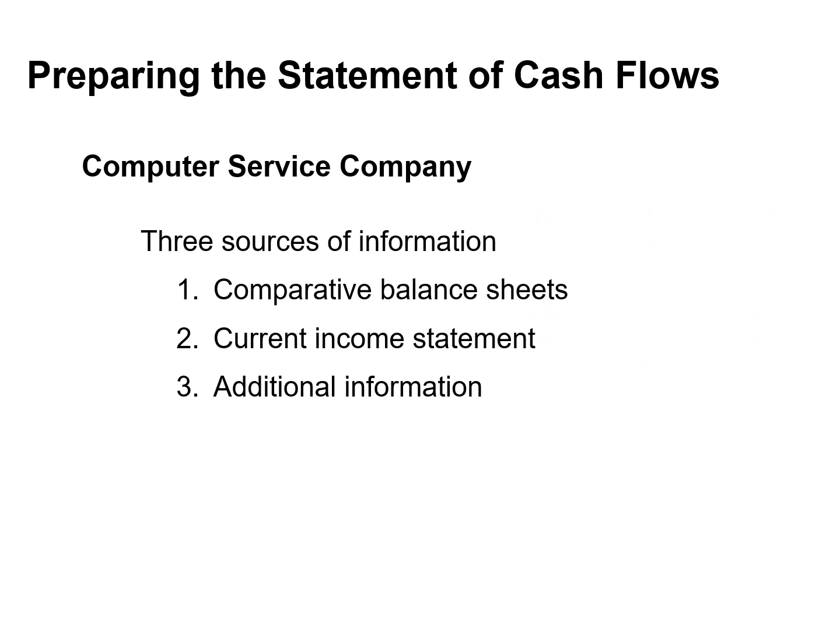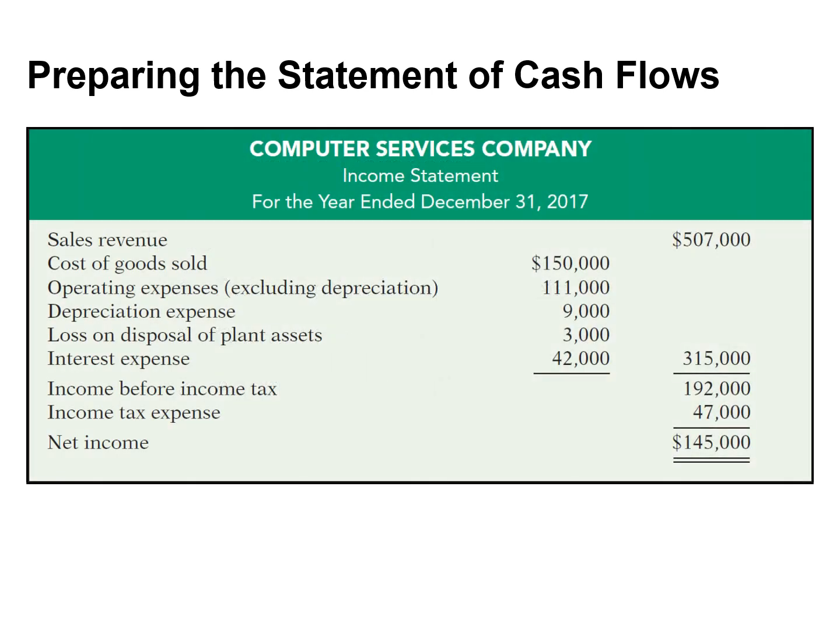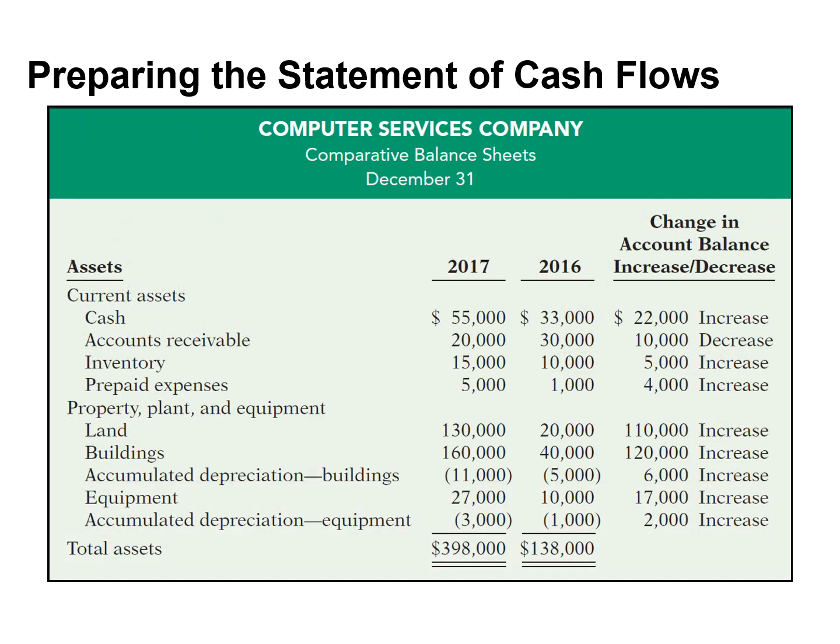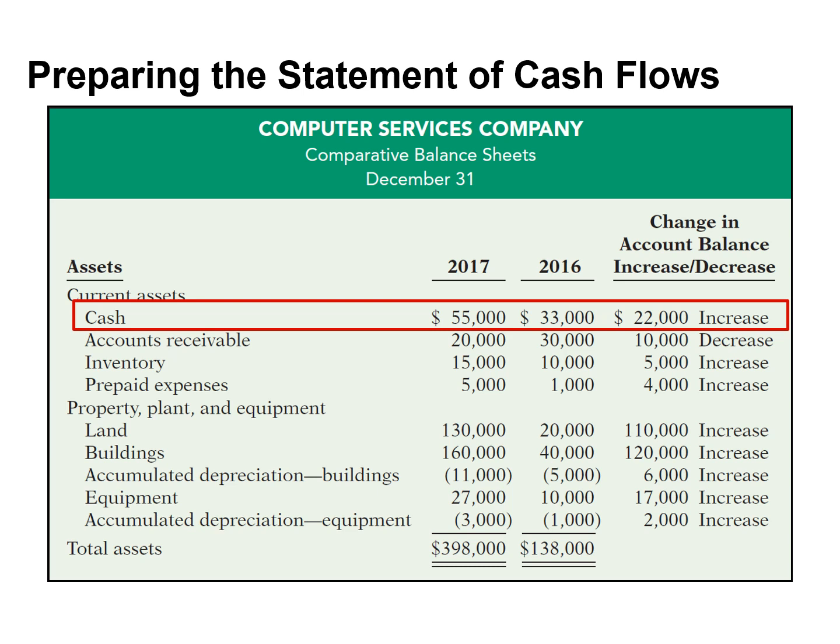We will prepare a statement of cash flows for Computer Services Company. So we will need their current and previous year balance sheets or comparative balance sheet, their current year income statement, as well as related financial information for the current year. This is the current year income statement for Computer Services Company. The net cash inflow or outflow for the year is the same amount as the increase or decrease in cash on the balance sheet. So we know that Computer Services Company's cash increased by $22,000.